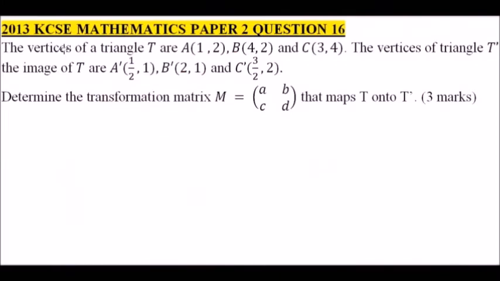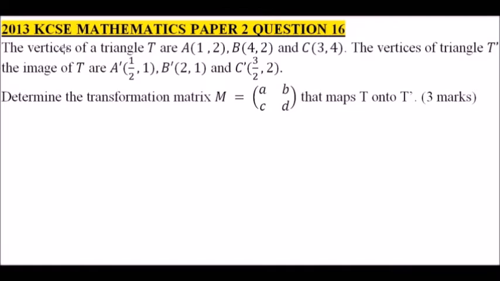This is 2013 paper 2 number 16, and we are told the vertices of triangle T are A (1, 2), B (4, 2), and C (3, 4). The vertices of the image of T are A prime (1/2, 1), B prime (2, 1), and C prime (3/2, 2). Determine the transformation matrix M equals (A, B, C, D) that maps T onto T prime, for 3 marks.